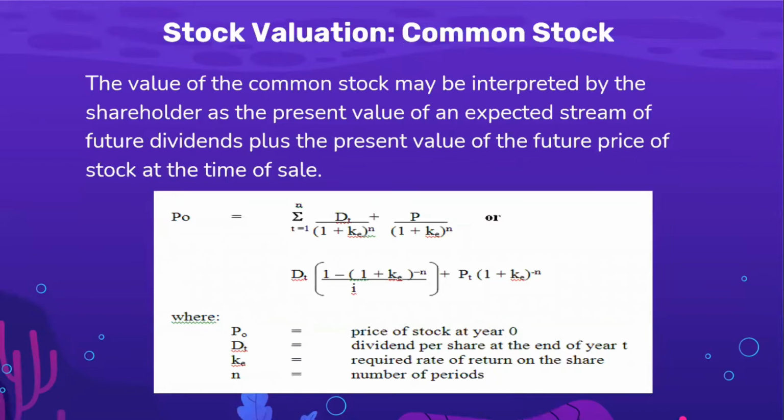So in terms of stock valuation on common stock, the value of the common stock may be interpreted by the shareholders as the present value of an expected stream of future dividends plus the present value of the future price of the stock at the time of sale.